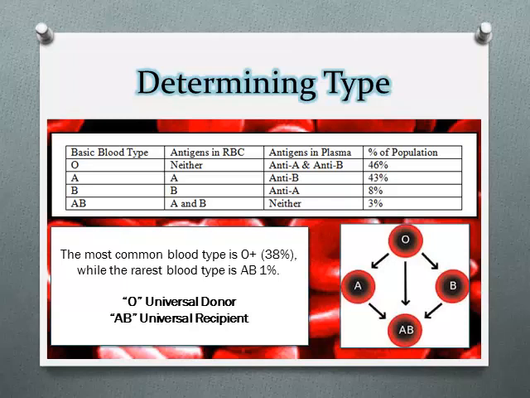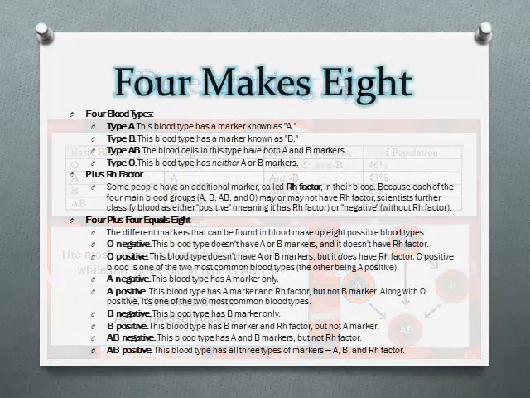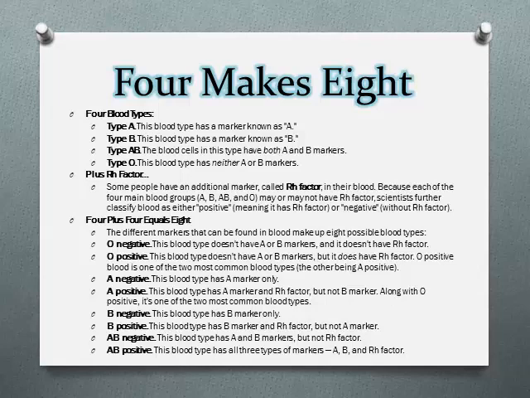And like we said, there are four basic blood types: O, A, B, and AB. We show here that O is the universal donor and AB is the universal recipient. So from that 4, adding in our Rh factor makes 8. We show here type A, B, AB, and O, and then adding in either the positive or negative Rh factor, we can come up with O negative, O positive, A negative, A positive, B negative, B positive, and then AB negative and AB positive.